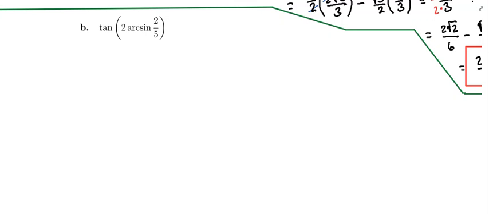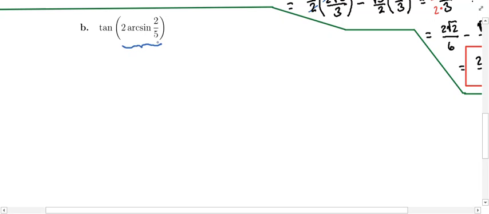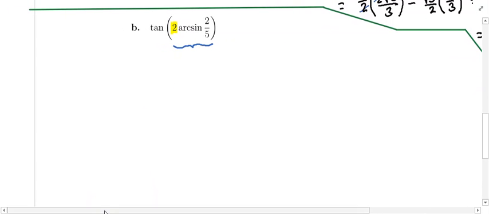Example 4b, we need to compute the exact value of the tangent of 2 times the arcsine of 2/5. Per the order of operations, we are going to begin inside the parentheses. So you do see an arcsine here, so we are taking the arcsine of 2/5. However, this arcsine is being multiplied by 2. So you cannot ignore this 2 that I've highlighted in yellow. Let's concentrate on the arcsine of 2/5, and then we will return to the original problem.